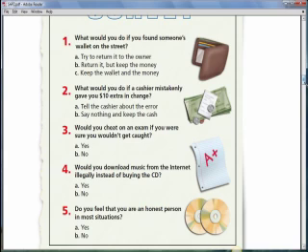B, return it but keep the money. Or C, keep the wallet and the money. 2 was, what would you do if a cashier mistakenly gave you $10 extra in change? A, tell the cashier about the error, or B, say nothing.